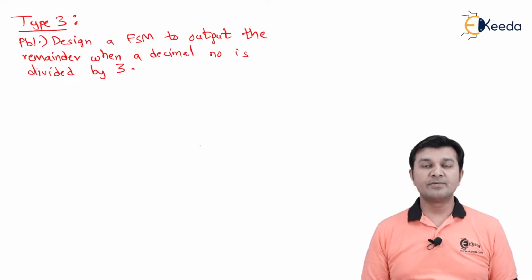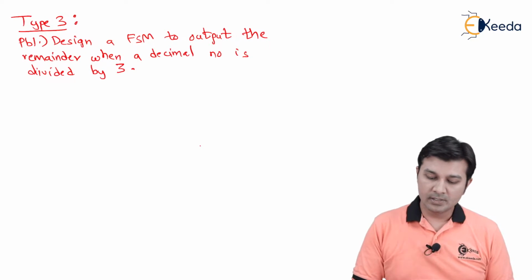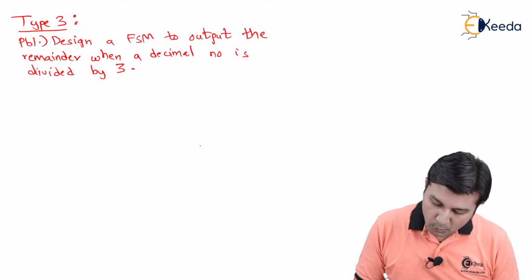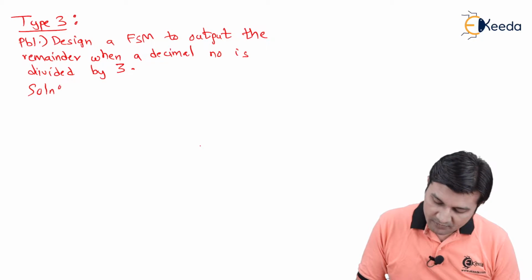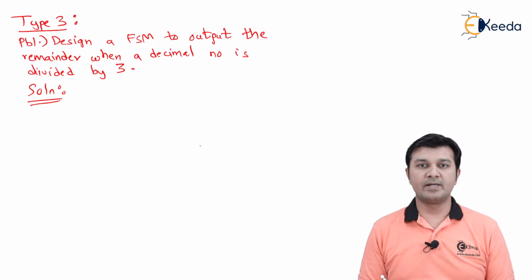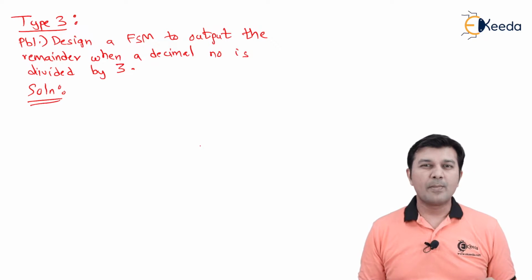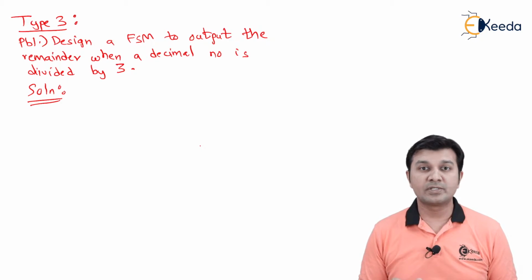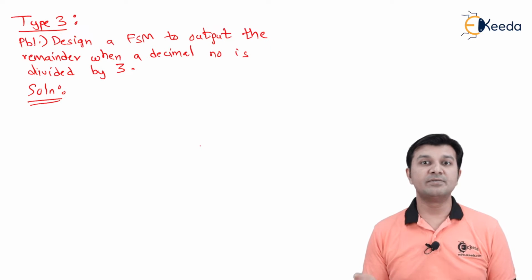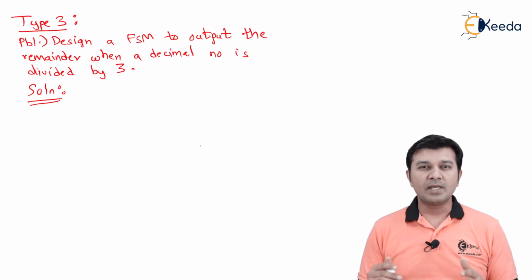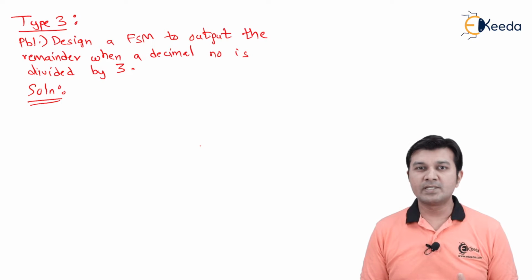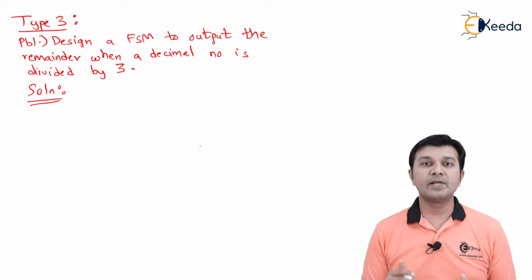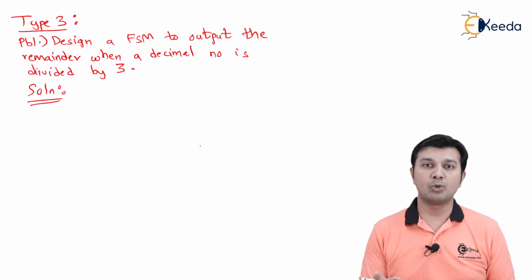The question given to us in type 3 problem says, design a FSM to output the remainder when a decimal number is divided by 3. We all are familiar with this problem, because the first type of problem in type 1 that we studied was design a FSM in which the input is valid if it is divisible by 3. Now type 3 problems are actually going to be very simple, because almost 95% of it is already covered in type 1 and type 2 problems.